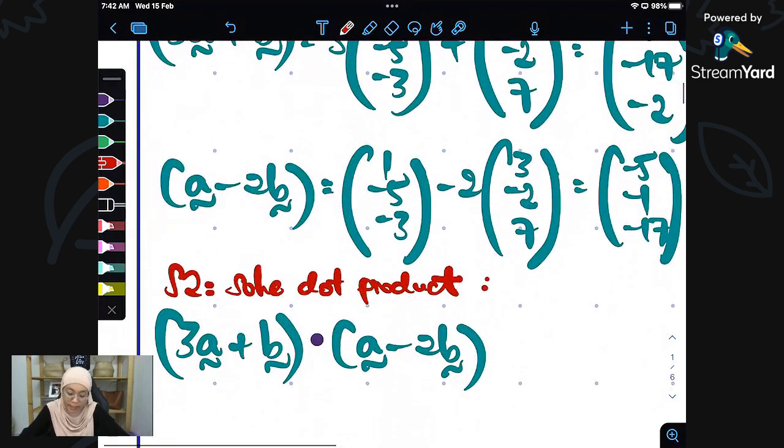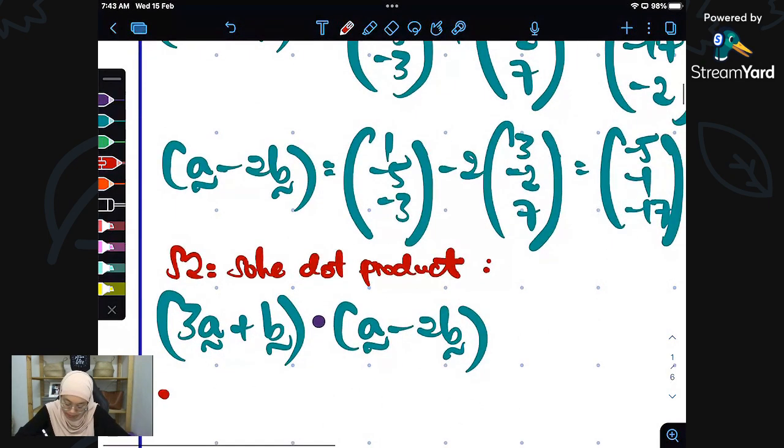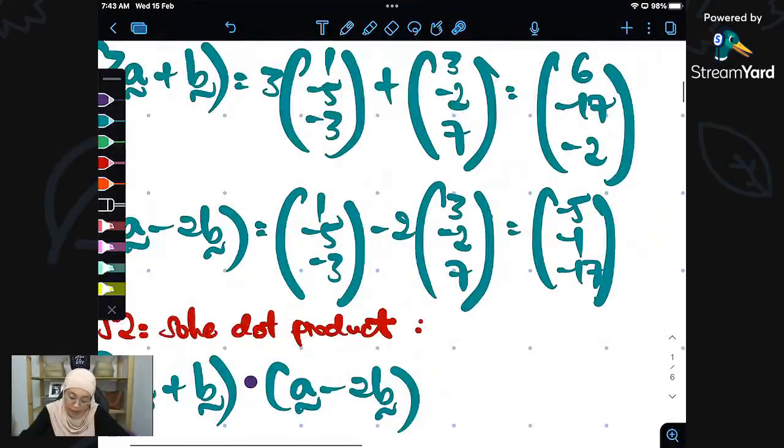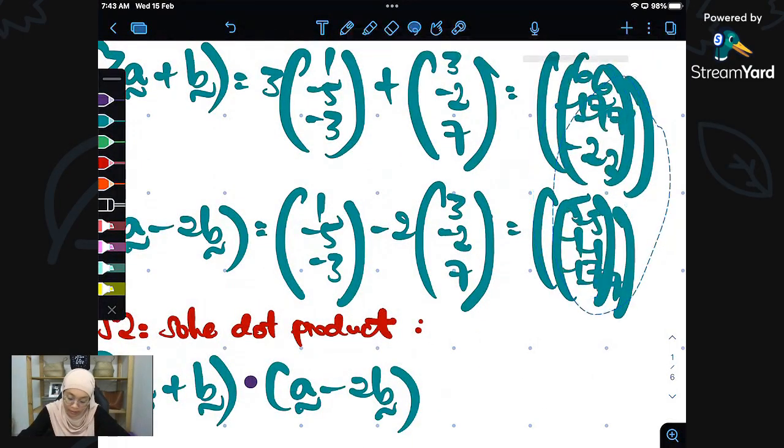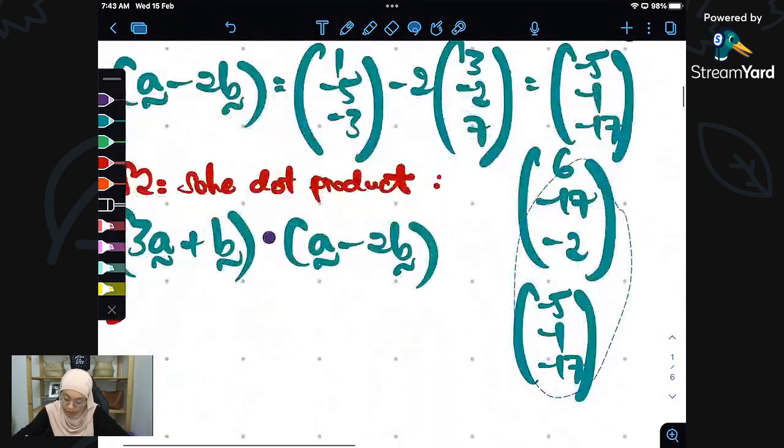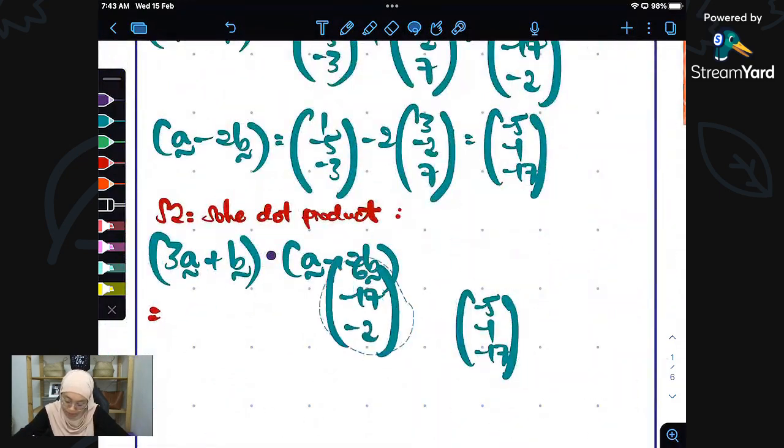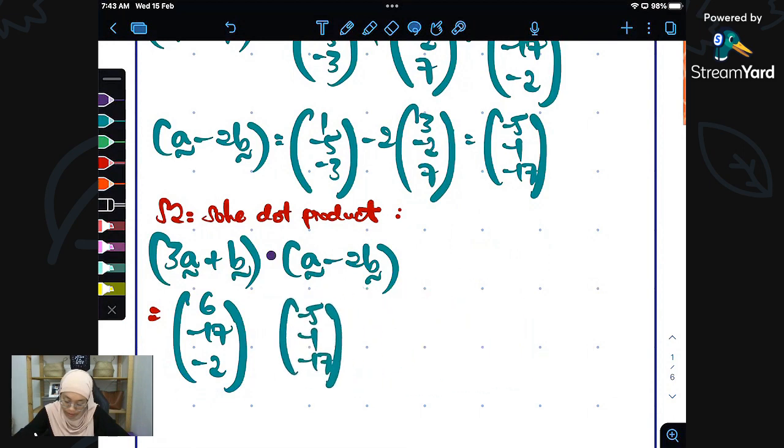So the dot product here is this thing. And then what you can do is just multiply them by using the dot formula. So let me copy this everything here, my answer, and put it there. I've got to multiply it using the dot product.